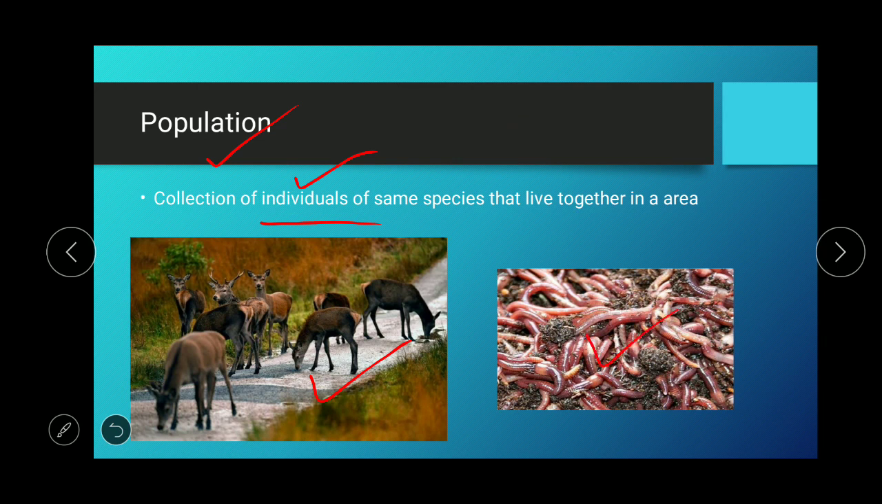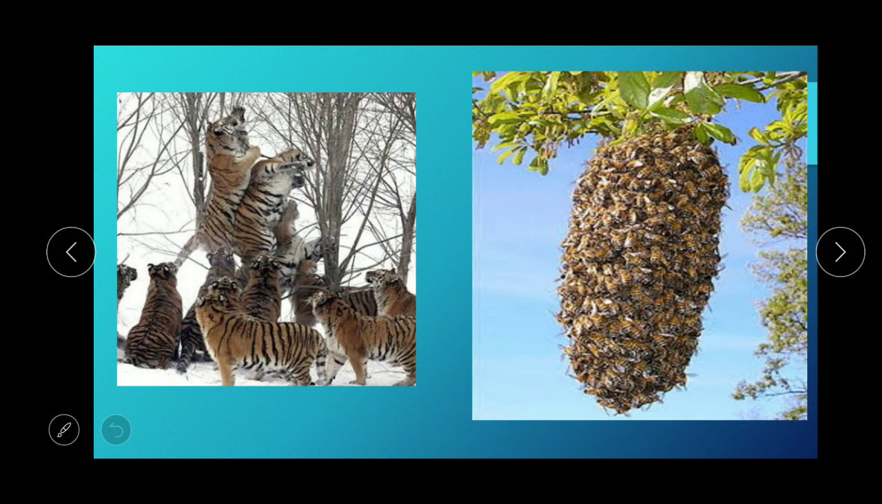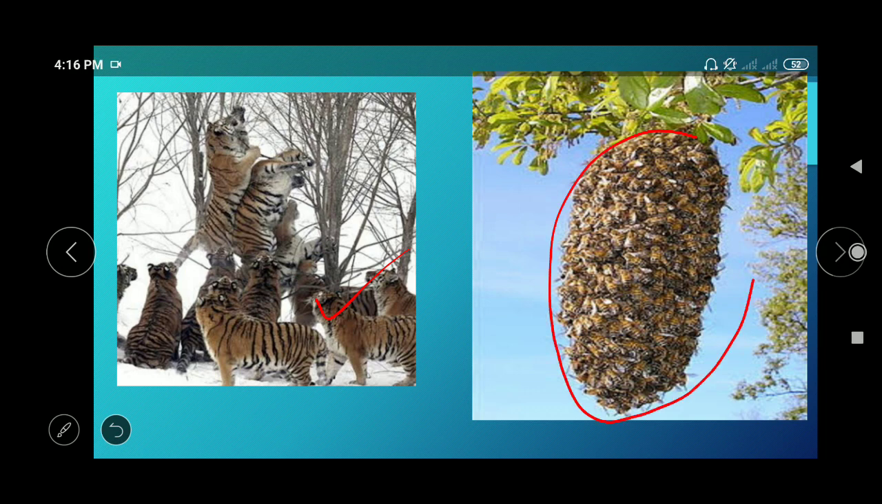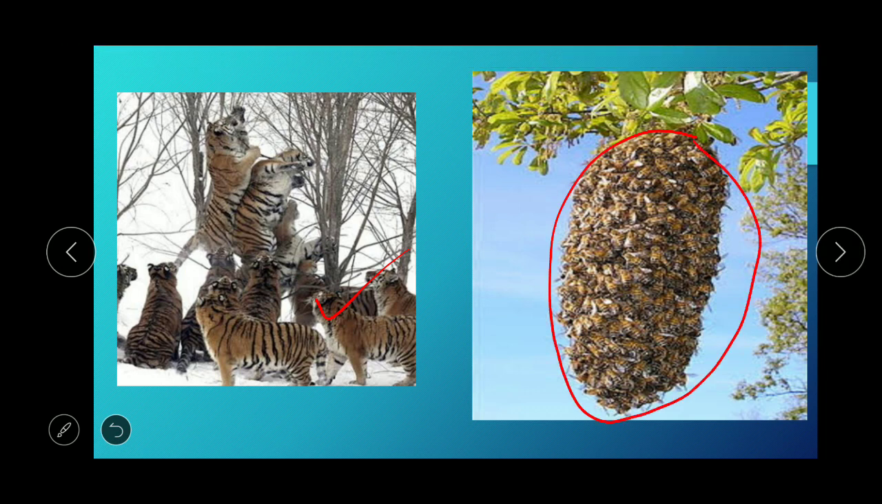Here you can see worms. These are also members of the same species. Now you can see the tiger population. All of them are members of the same species, and they are living together in an area. That's why they also constitute a population. And here you can see a beehive. This is an excellent example of a population. All of them are members of the same species, and they are living together in the same area. That's why this is also a population.